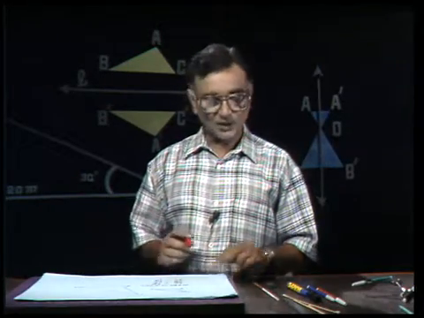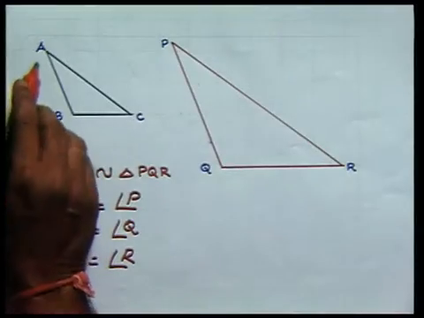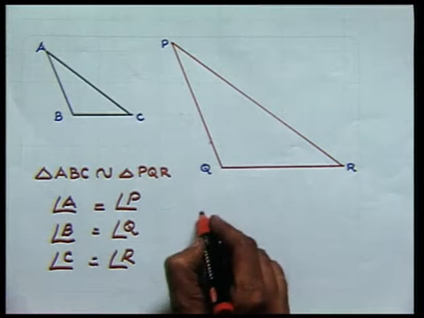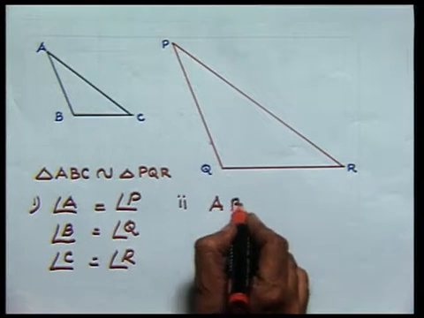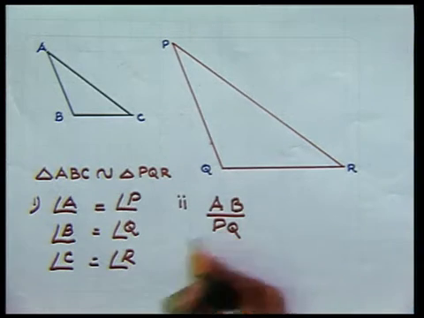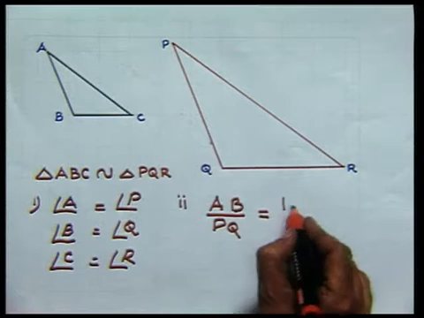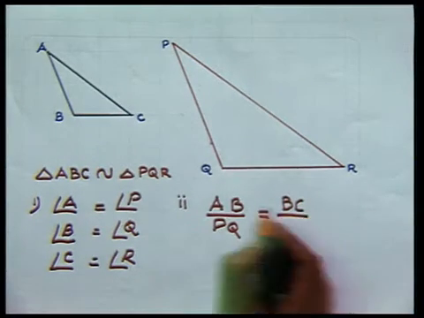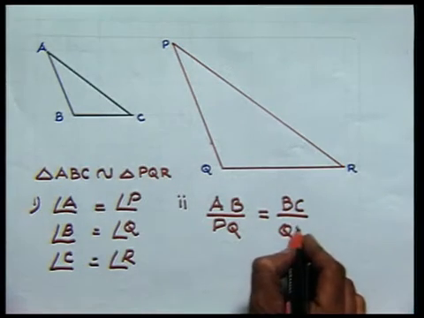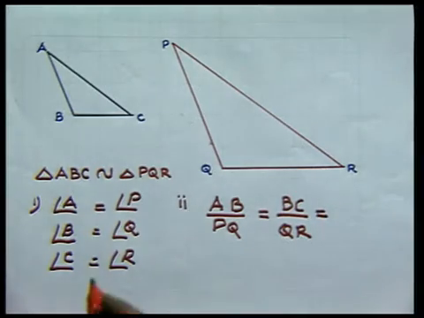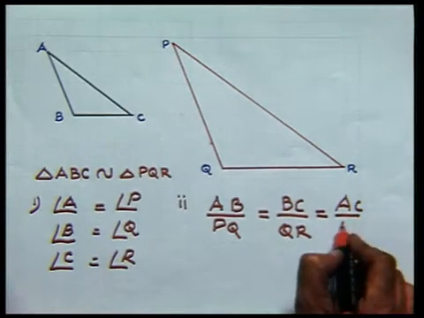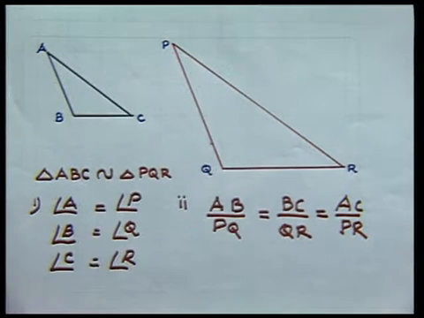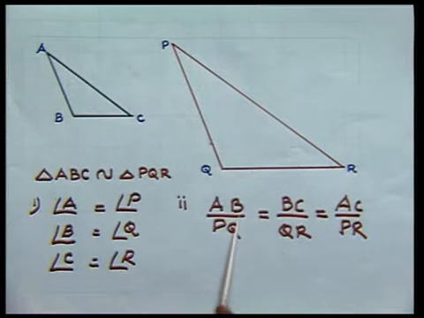What will be the other condition? The corresponding sides will be proportional. Now corresponding to side AB is the side PQ. So the first condition is the angles, and the second condition is AB upon PQ. This ratio will be equal to BC upon QR, since the side corresponding to BC is QR, and this ratio will be further equal to AC upon PR. So here we find that when two triangles are similar, the corresponding angles are equal and the corresponding sides are proportional.